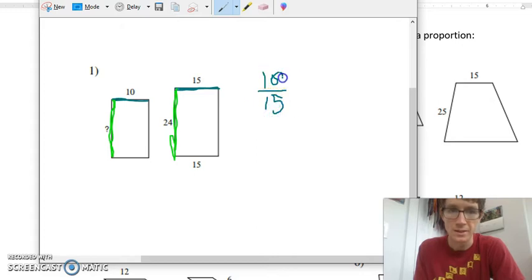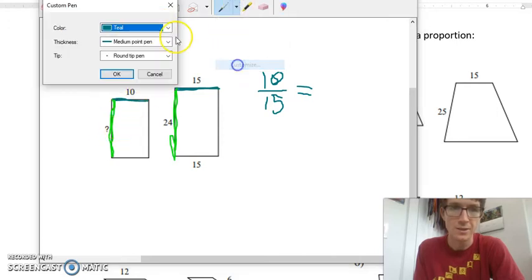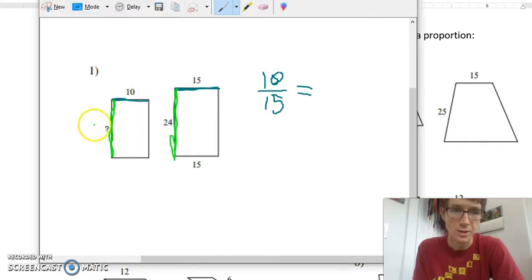This is a 10 here. It looks kind of like a 6. So 10 over 15 is going to be equal to, that ratio will be equal to the question mark. I'm going to call that x. So it's equal to x over 24. And once you have that proportion, the actual math you do is pretty straightforward.